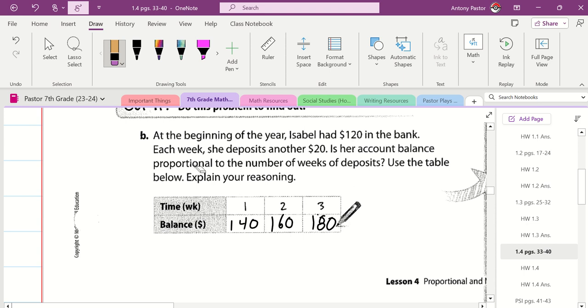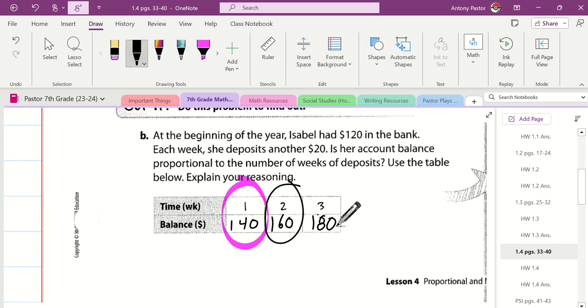If she started at 0 and she's adding $20, $20, this would be proportional, because 1 to 20, 2 to 40, 3 to 60, these would all be equivalent and it would be proportional. But the fact that she already had 120 in her bank, these are all offset. So, for example, the ratio here is 1 to 140. For this, we would have to double 140 for this to be proportional. So, if I take 160 and divide it by 2, this would actually become 1 to 80, which is not 1 to 140.